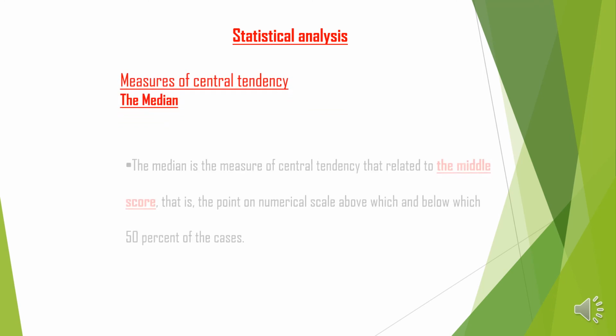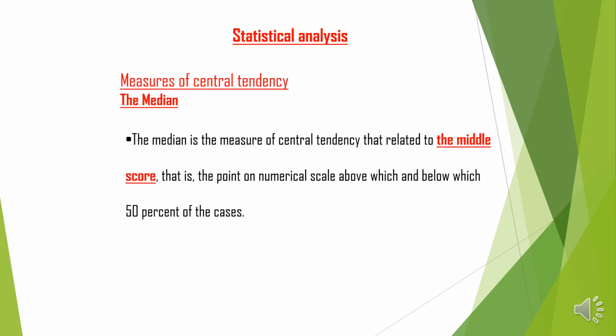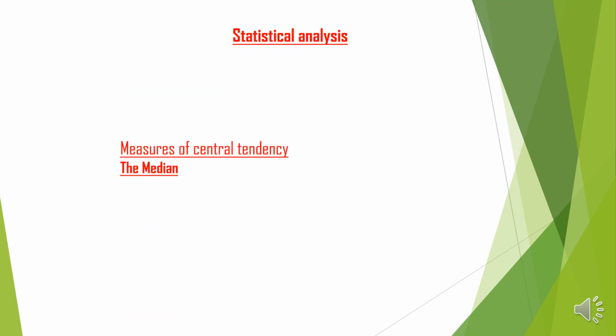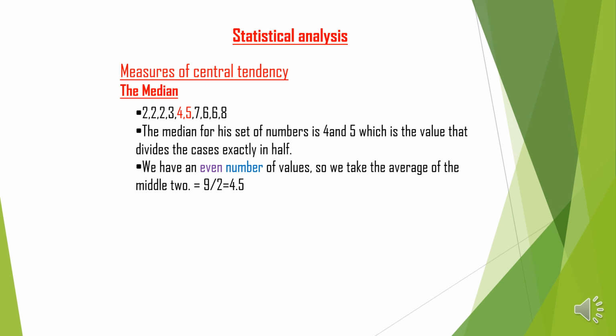The second one is the median, and the median is the middle score. Median means the middle score of the population you have. Give an example of it. If we have 2, 2, 2, 3, 4, 5, 7, 6, 6, 8, what would be the median? The median is the number in the middle. So we leave, as you see here, 4 numbers before the median and 4 numbers after the median. So the median here is 2 numbers, 4 and 5.